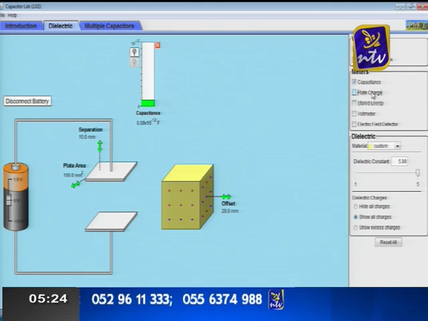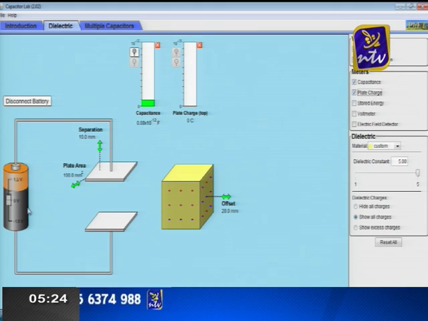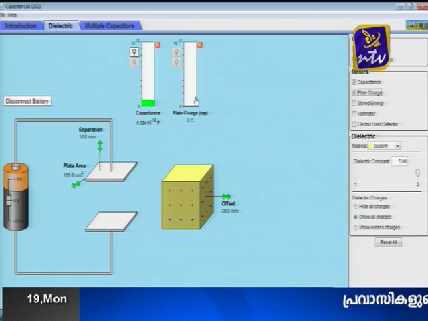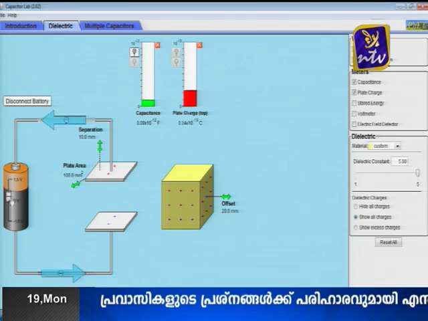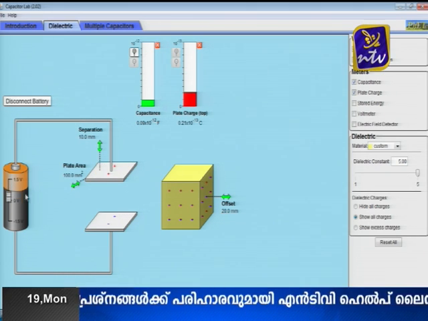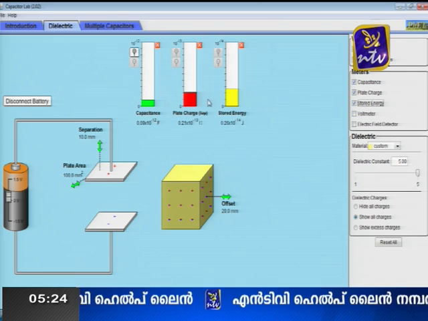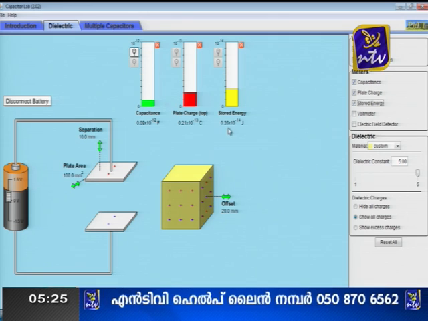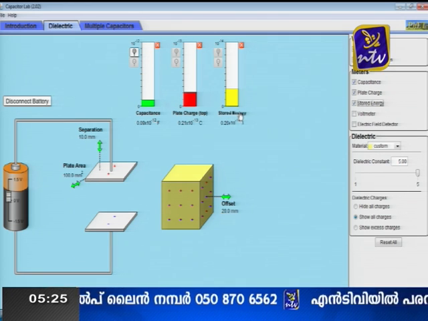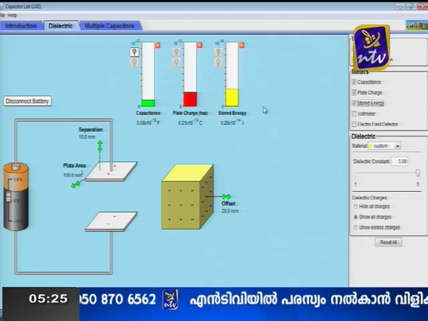Okay. And you can also show the plate charges. Here, since there are no charged plates, there is no charge over here. If I am supplying a voltage, you can make out when the battery is connected, it becomes charged. So, it will possess some energy as well. This third diagram represents the energy possessed by the capacitor when it is supplied a given voltage.